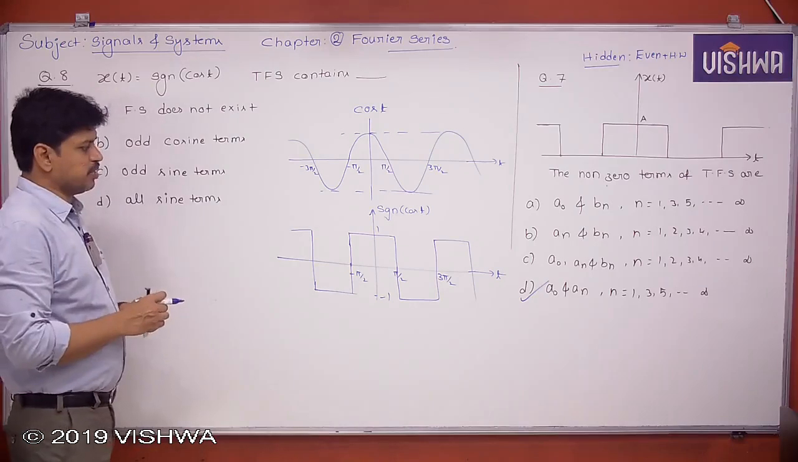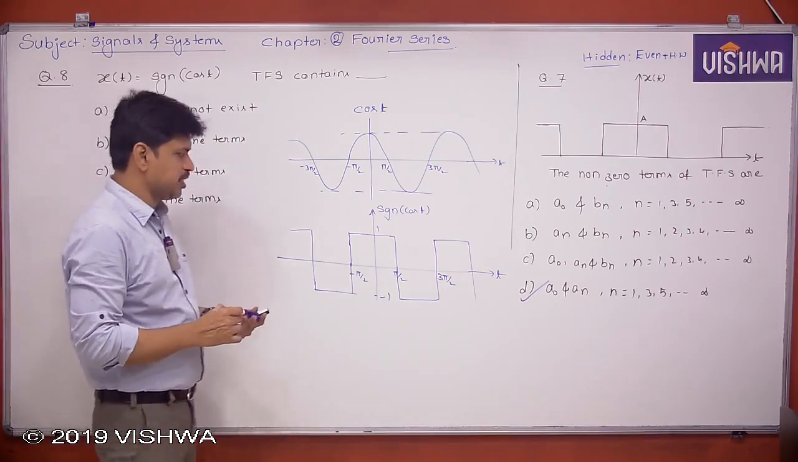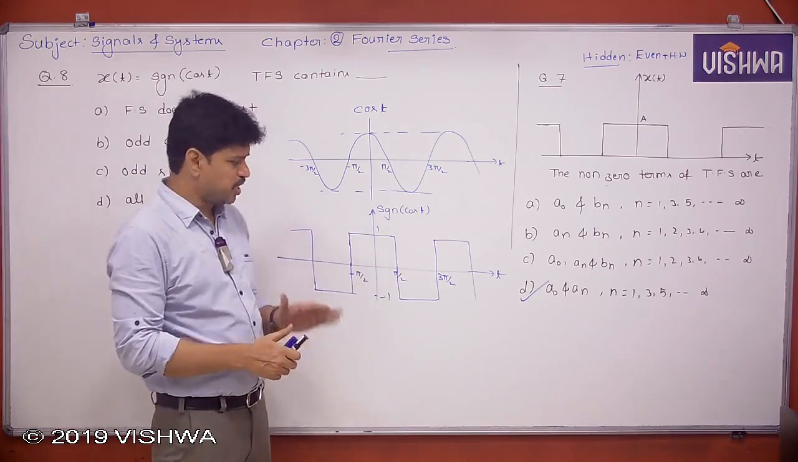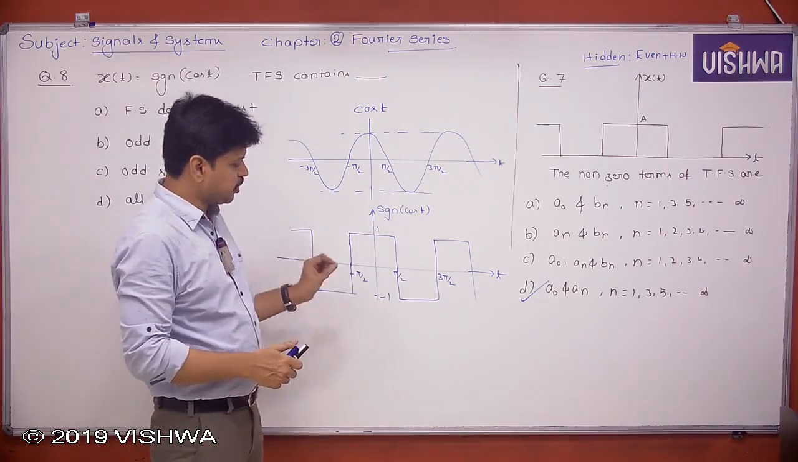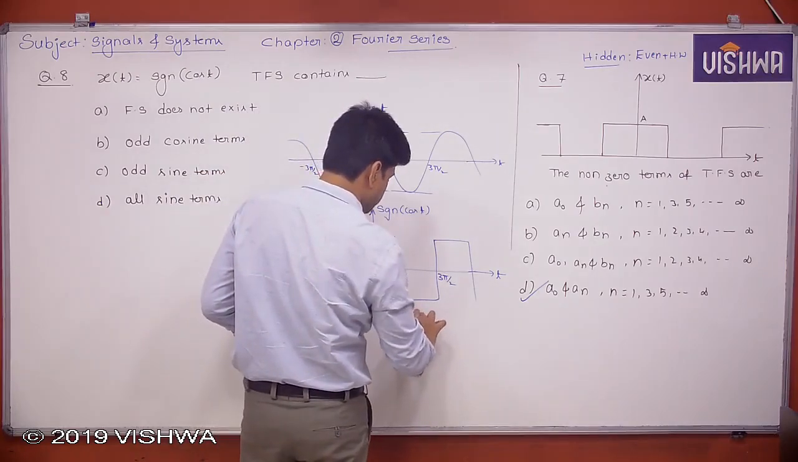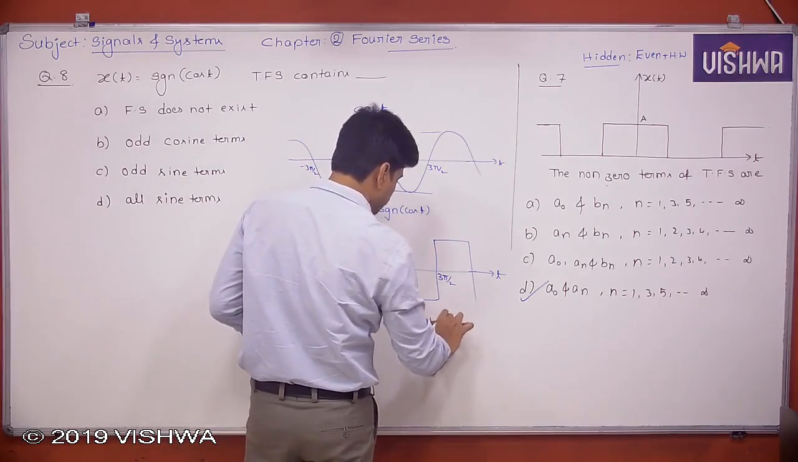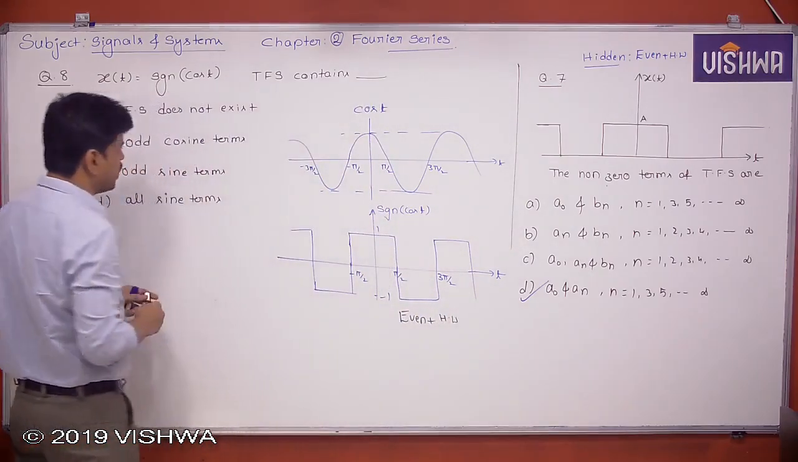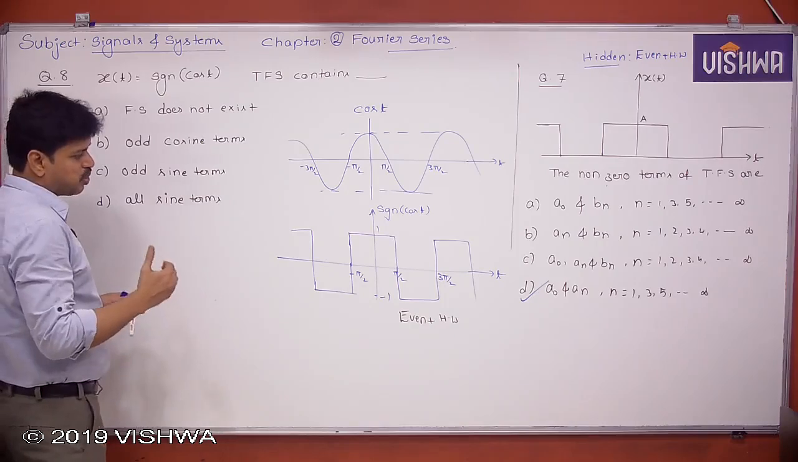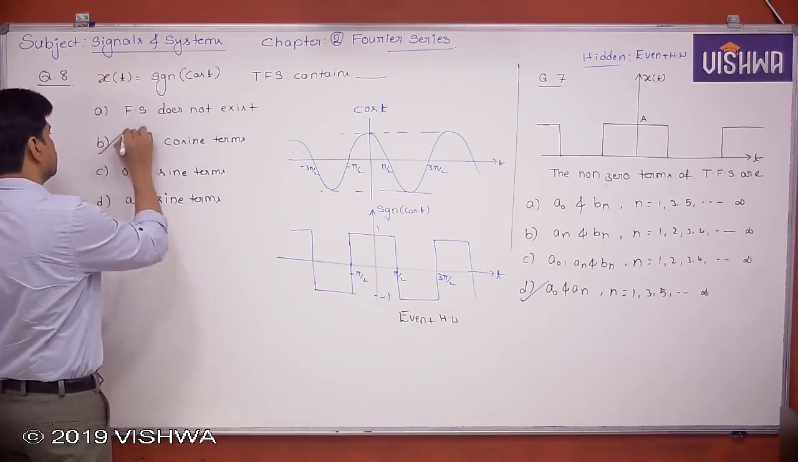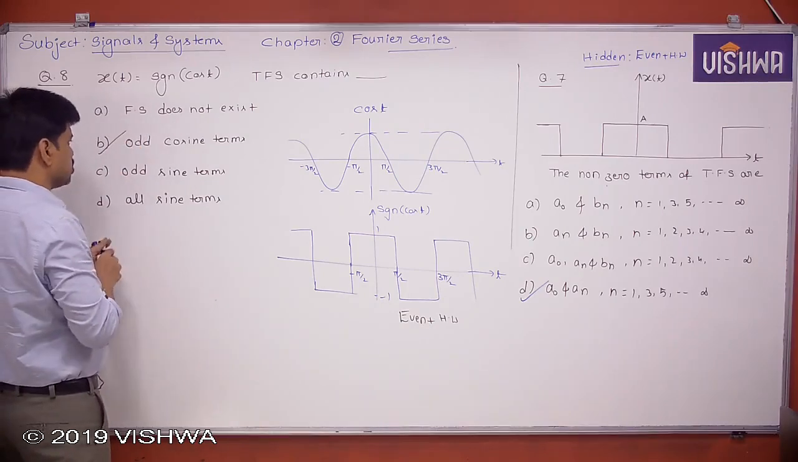So you tell me, what kind of symmetry is this function exhibiting? It is having even symmetry as well as half wave symmetry. It is not hidden, it is directly even plus half wave symmetry. If it is even plus half wave, then what kind of terms is it having? Even means only cos terms, half wave means that too only odd cosine terms. So odd cosine terms is the option.